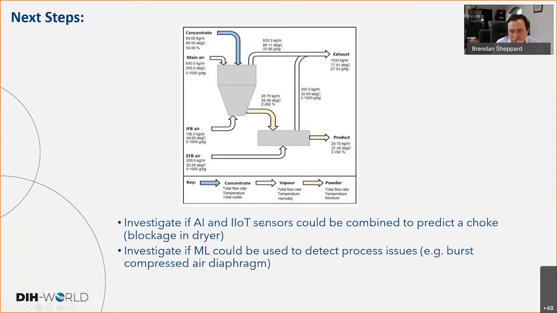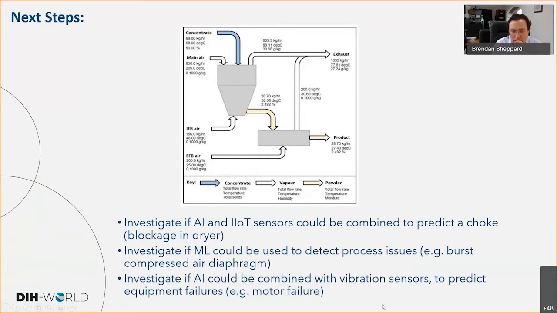Could we use it to detect behavior that's out of range? For example, if they get a burst water pipe or a burst air pipe or a valve that leaks, again, could we learn? You can't just look at it and say this is the average, because these process variables are fluctuating dramatically. So could we use machine learning to learn what the normal behavior is, and then to predict when something is acting out of that range? And finally, could we use vibration sensors, for example, to predict equipment failure? Okay, so that's the very brief overview of the project.